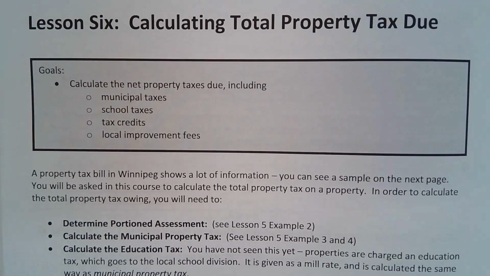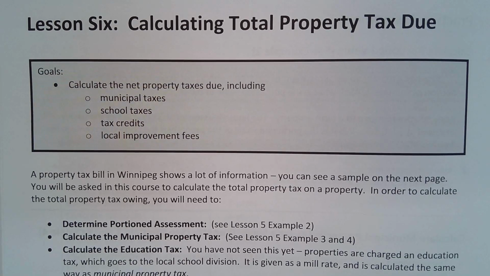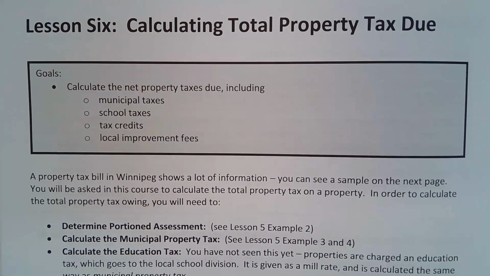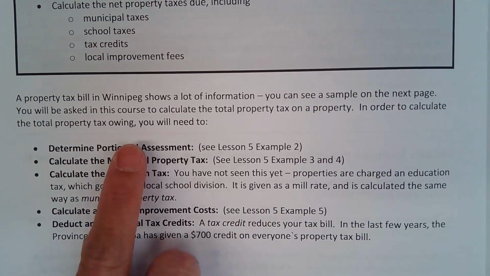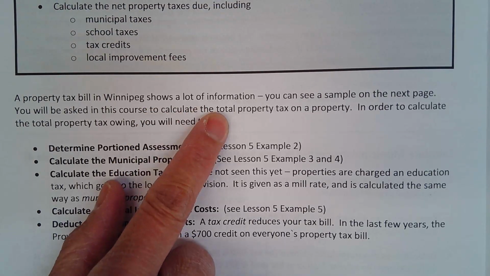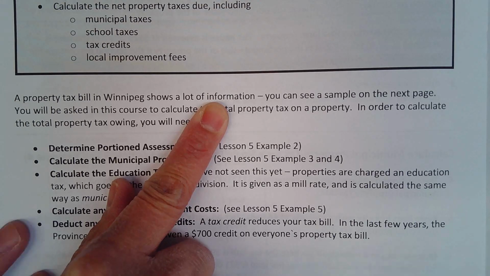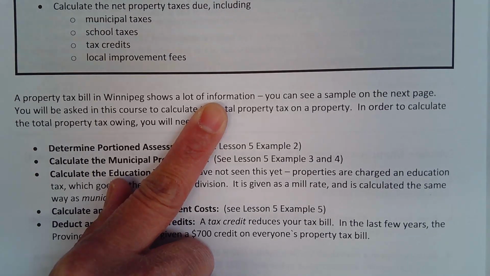So lesson 6, we're going to talk about calculating total property tax due. Putting it all together, on page 30. A property tax bill in Winnipeg shows a lot of information, and from the website I showed you, there's a lot of information there, right? It takes all the things that we're learning now to understand what those numbers are.